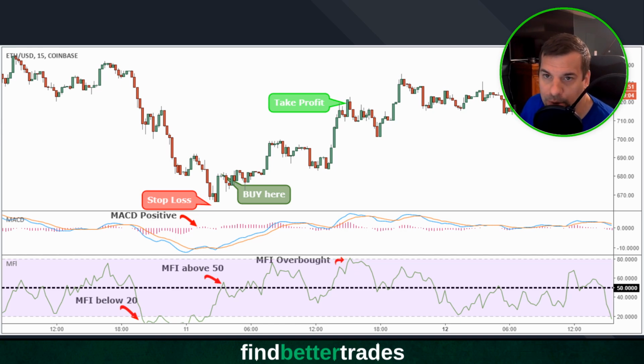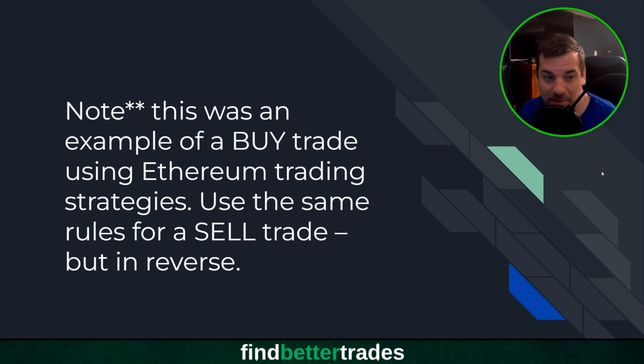Go ahead, grab your take profit right there. This was a great trade. This was nice. And this was actually back when it was all the way in the 600s. So this is actually when this screenshot was taken. Now it's quite a bit higher than that. Same great rules still apply, though. So that is a buy example.